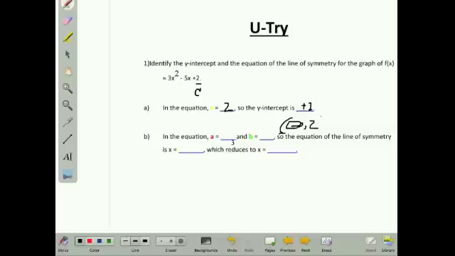I apologize, I don't have my board with me, so I'm working on a regular keyboard and mouse, so it's going to look a little sloppy. In this equation, a is always in front of my x squared, so in this equation, a is positive 3. And finally, b is always in front of the x, and in this case, b is a negative 5.